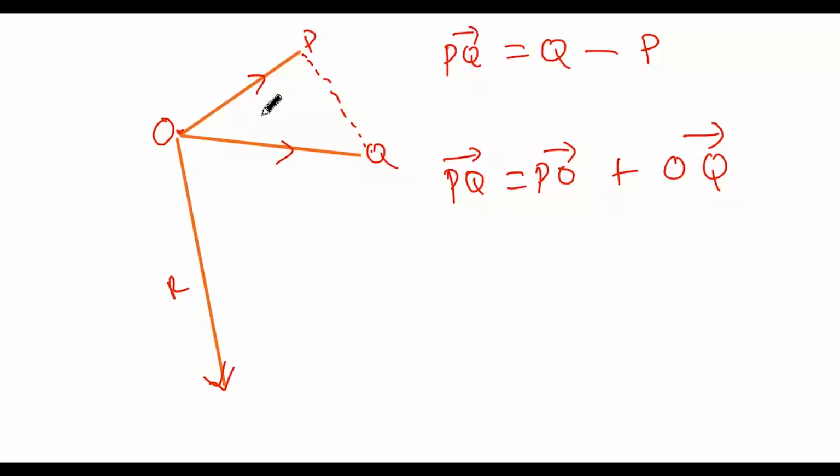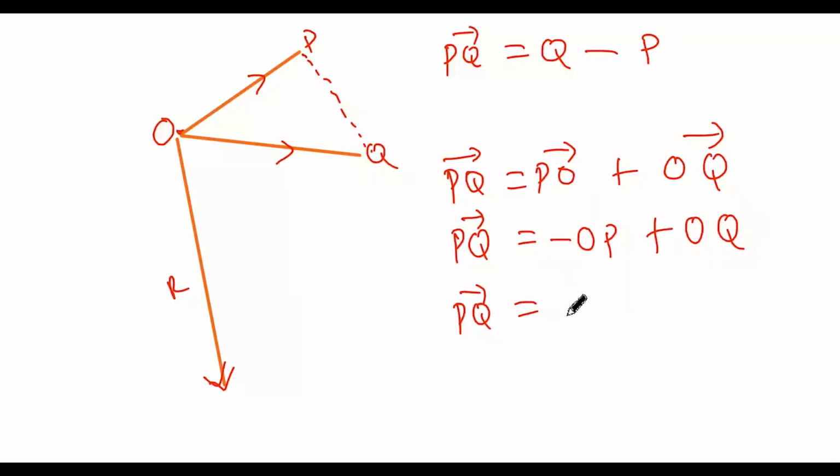But we don't have vector PO, but OP. That means we have to change the direction, and that is where the negative vector will be useful. So I'll write PQ equal to minus OP, plus OQ. Then let's rewrite this: PQ is equal to OQ minus OP. Then finally you can say PQ is equal to Q minus P.